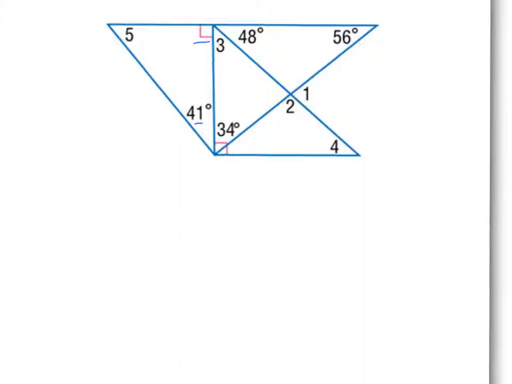and a right angle, which is 90, which means angle 5 plus 90 plus 41 equals 180 degrees. 90 plus 41, angle 5 plus 131 equals 180. Subtract 131, and the measure of angle 5 equals 49 degrees.